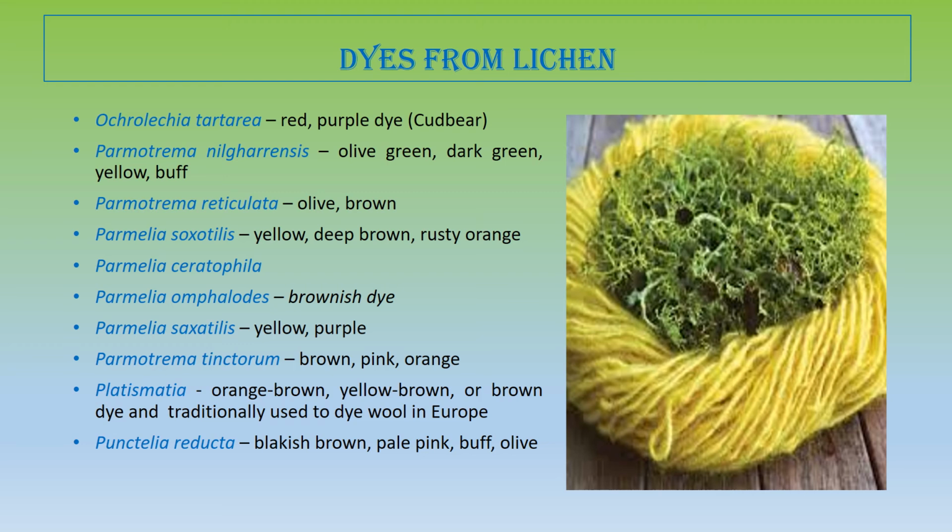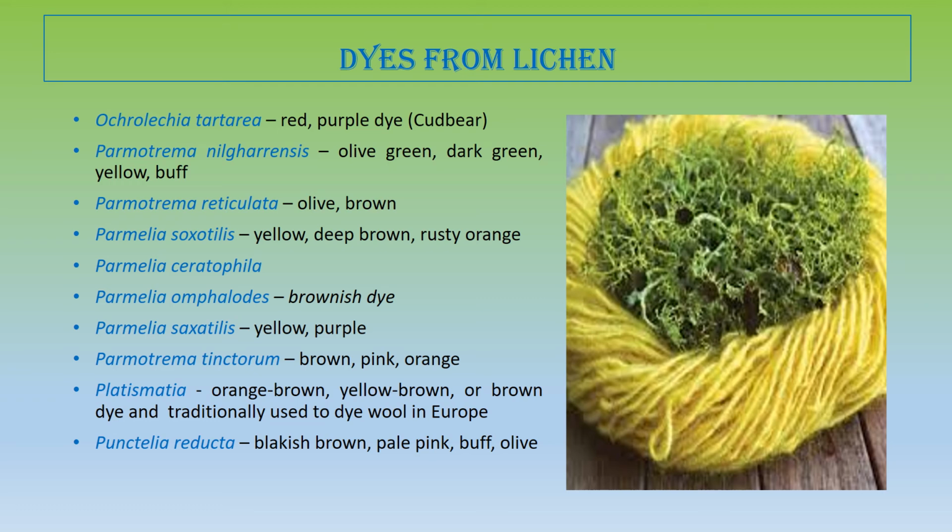Then is Parmotrema tinctorium. Parmotrema tinctorium is a foliose lichen belonging, of course, to Parmeliaceae, and it generally grows on rock and tree bark. They also grow in a very wide range of conditions, like on moist places in the temperate region, and also in desert regions like Sonoran and Baja California. So this foliose lichen, Parmotrema tinctorium, is a source of brown, pink or orange dye.